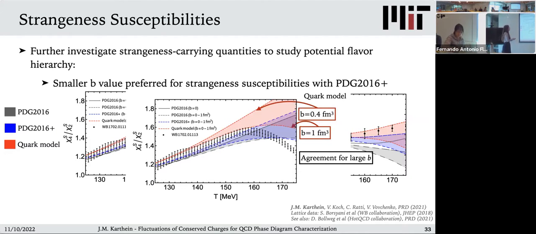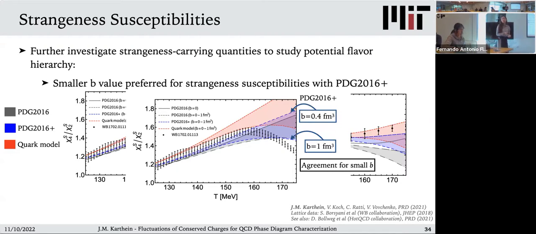So what you can see is when I compare it to the lattice data with this red Quark model curve, I can only get agreement in this transition region at the very bottom of the band. So I only have agreement for this particular list when I have a large hardcore radius. And the opposite is true for the 2016 plus list. So I have better agreement. I'm not just on the edge of the band here. I actually have a little bit more, let's say, wiggle room in the error bars here.